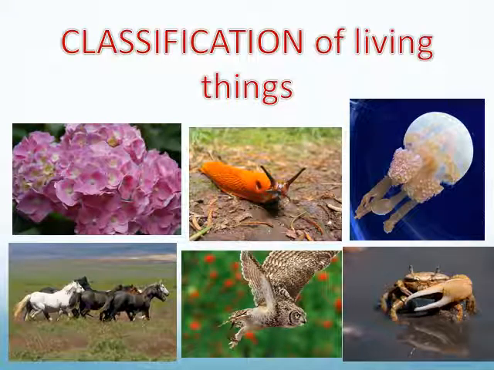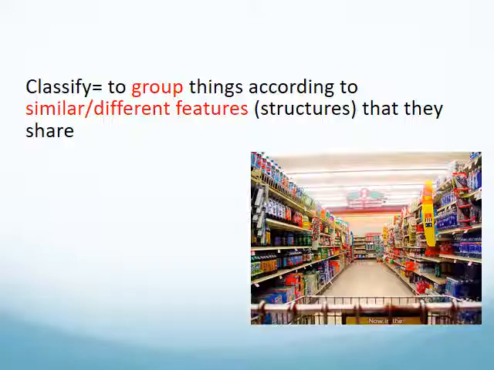Okay, so we are going to start talking about the classification of living things. You need to make sure you have your guided notes and that you fill them in as we go along. So let's get started. All right, so just some definitions. Let's talk about what classify means. It is to group things according to similar or different features, their structures that they share.